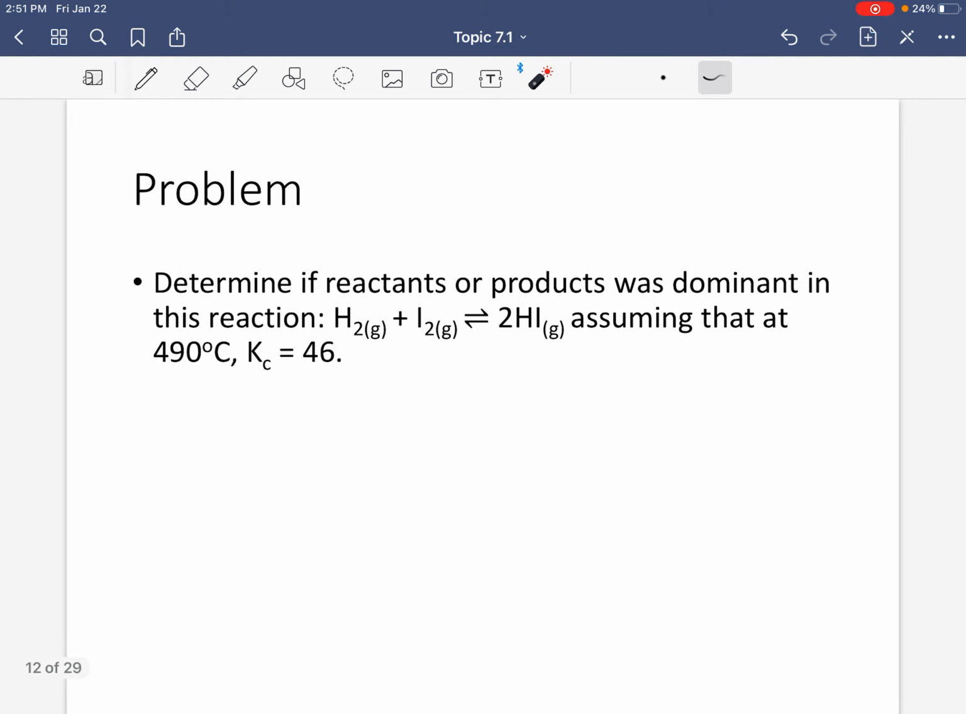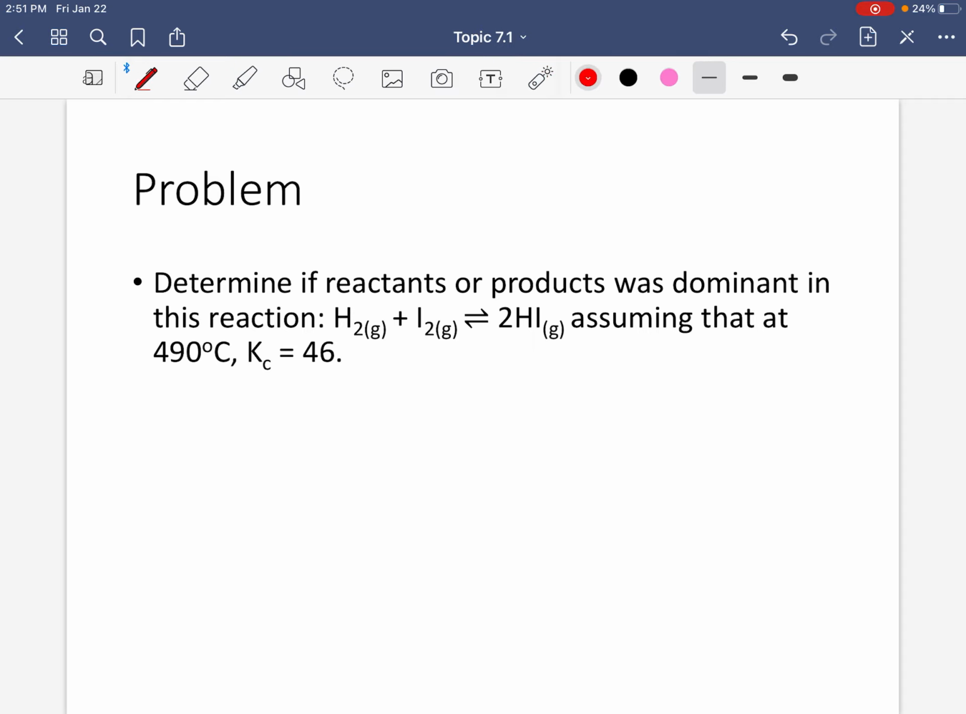So let's take a look at problem number 1, because I have so many for you. In this question, it says, determine if reactants or product was dominant in this reaction. I have this reaction, and here's my K value. Is this reaction going to be reactant dominant or is it going to be product dominant? Because Kc in this case is a number greater than 1.